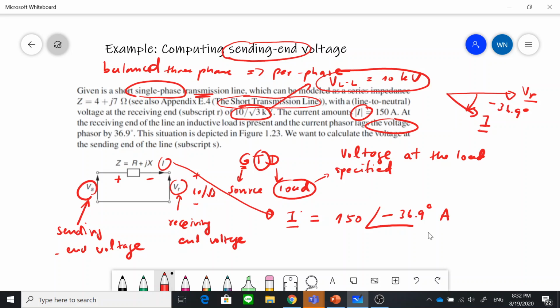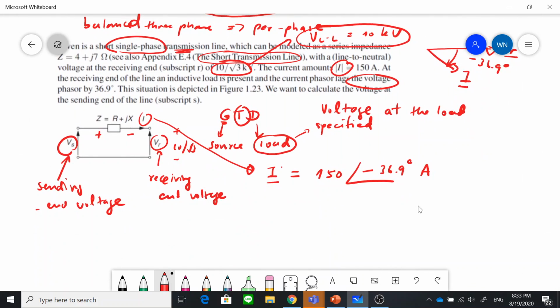We want to calculate the voltage at the sending end. Okay, now it's clear. Everything is all given, right? This is a concept that is very easy for you to do. Now you know that you want to compute the Vs. In this case, the Vs is the voltage at the source that must be greater than the voltage at the receiving end plus what? The voltage drop across the line, right?